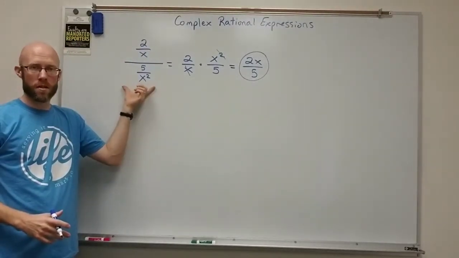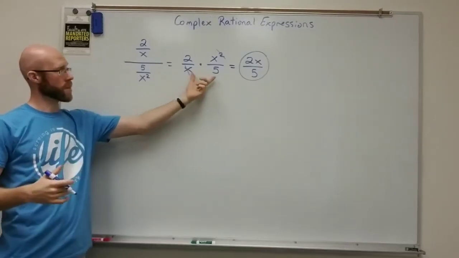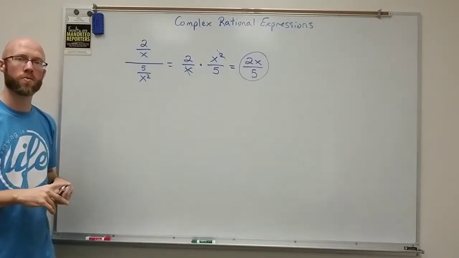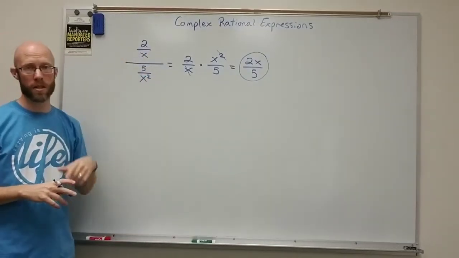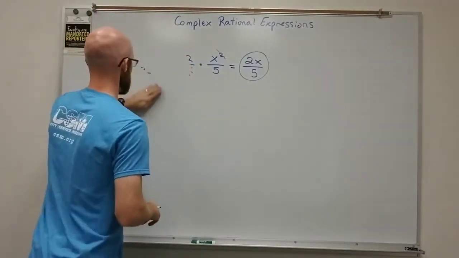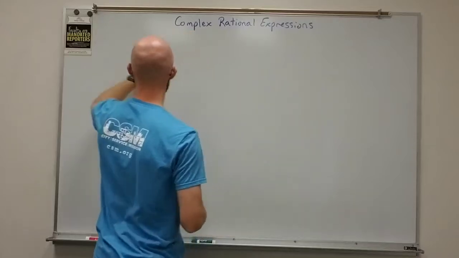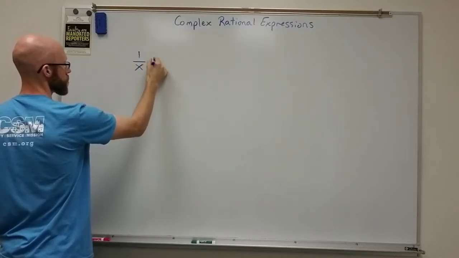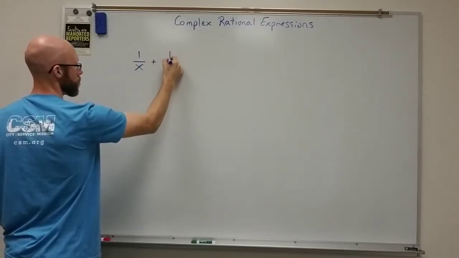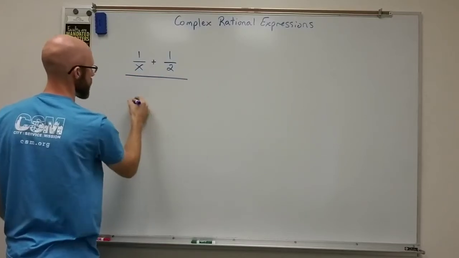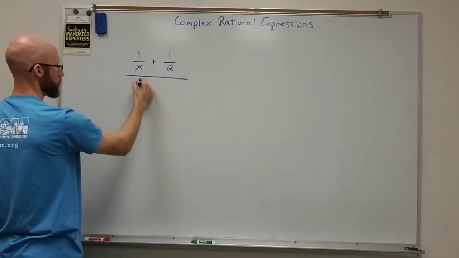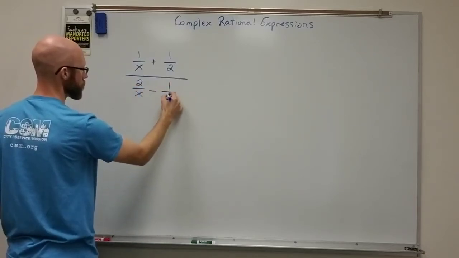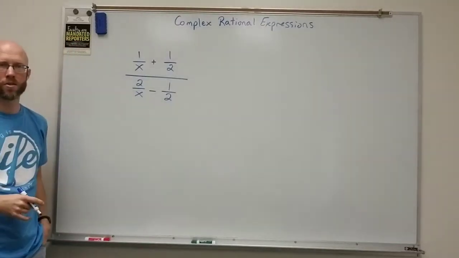You're really just converting this fraction into a division and then copy dot flip to change it to a multiplication. Where it gets a little bit tougher is when we start to add more things to the numerator and denominator, maybe having to add or subtract inside of each of those. To give you a quick example, something like 1/x plus 1/2 divided by 2/x minus 1/2. All right, so here's an interesting example.